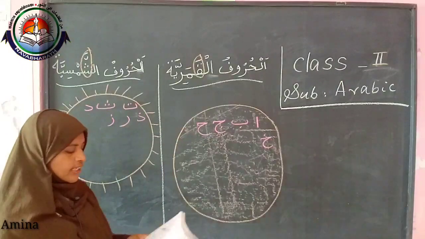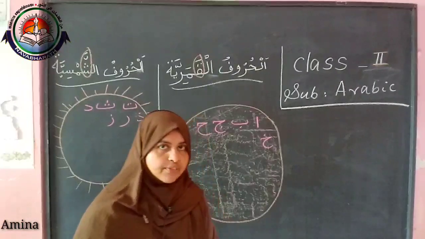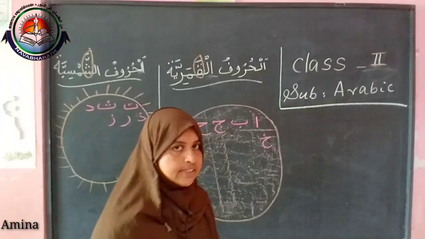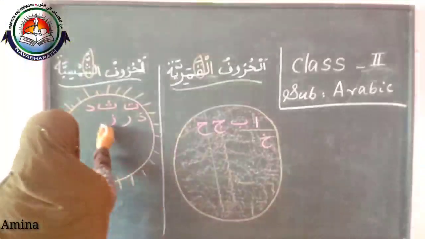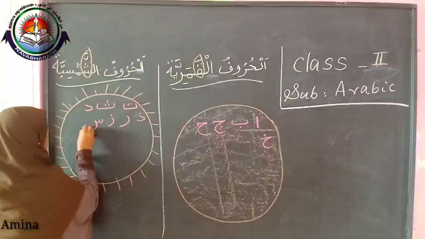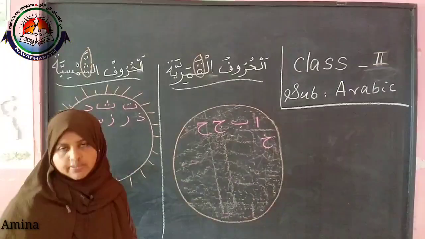The next one seen, sullam, ladder. If we are adding alif lam before sullam, we will get the sound as-sullam. We cannot hear the sound of lam clearly, then seen also here. The next one shams, we wrote it already, ash-shams.